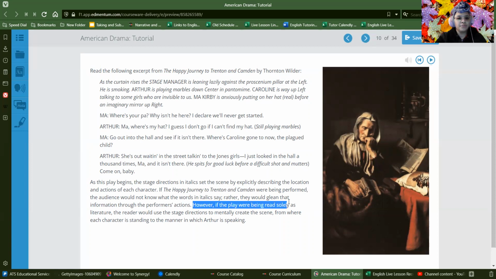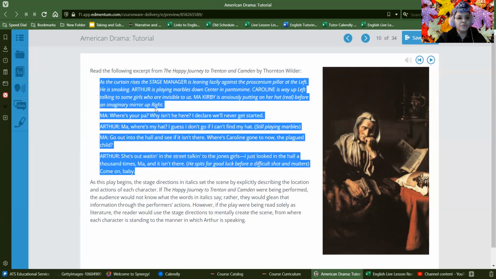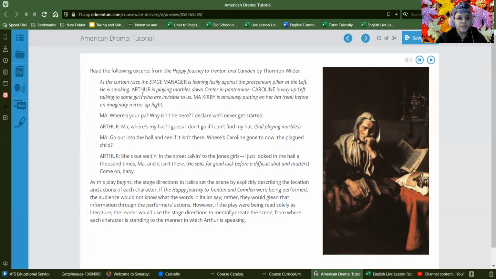However, if the play is just being read as literature, the reader will use the stage directions to mentally create the scene. So when you go through and read this, it's important to actually imagine where these people would be and what it would look like.